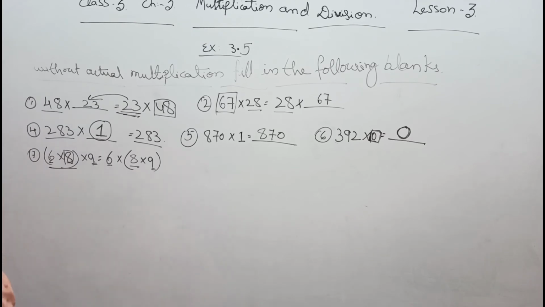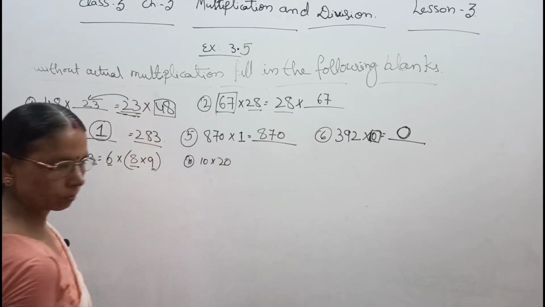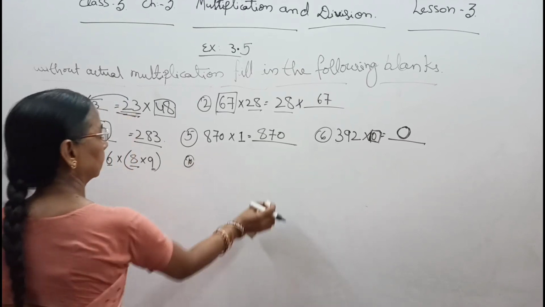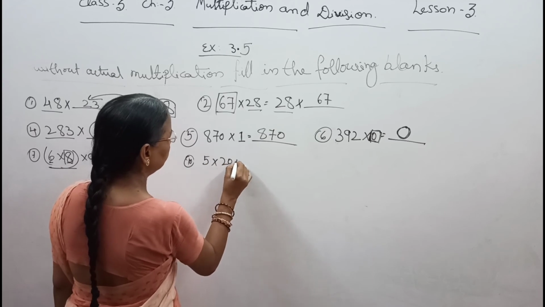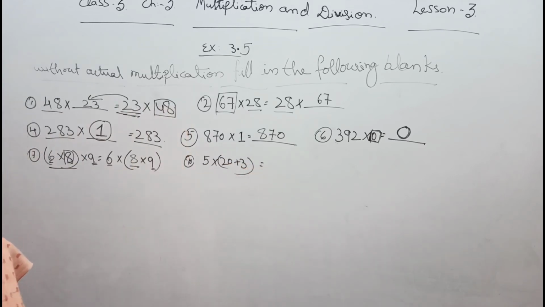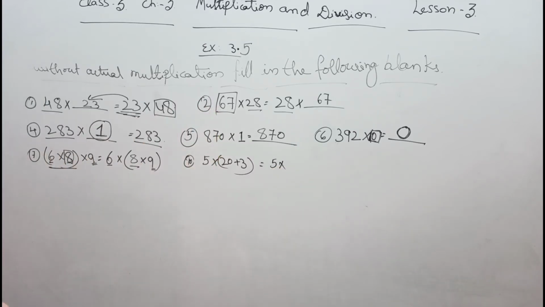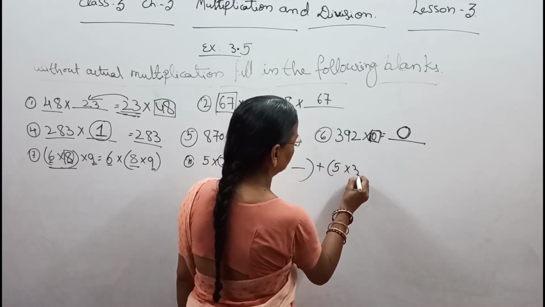Now the question number 10, that is 5 into 20 plus 3, sorry, 5 into 23 equals 5 into 20 plus 5 into 3.